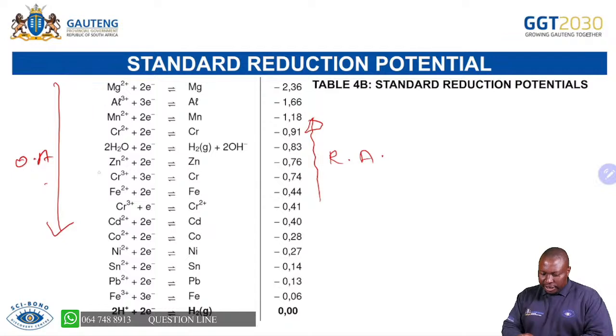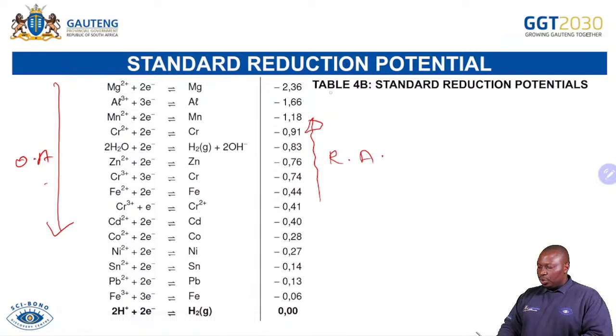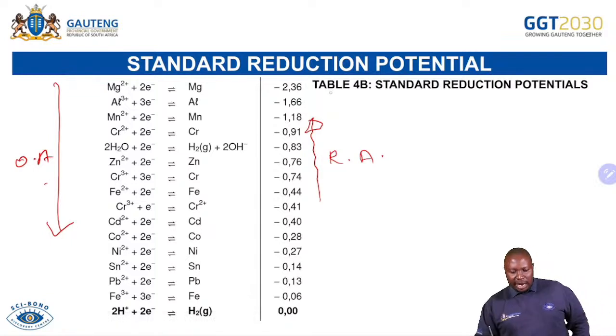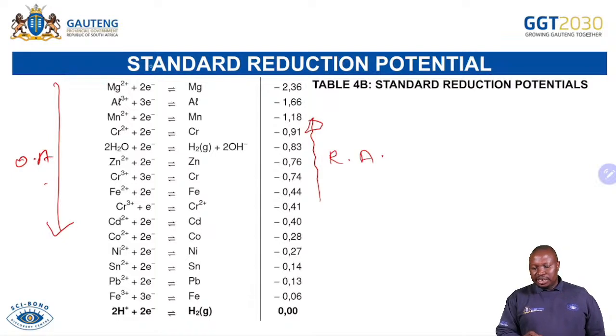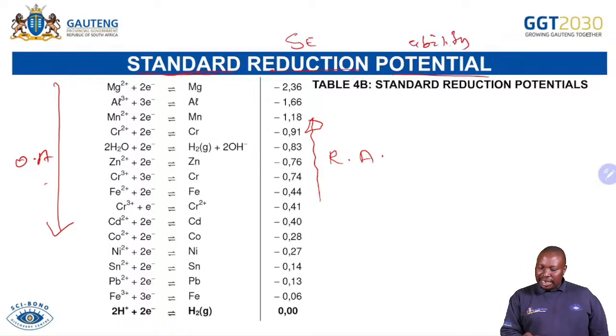So all the time our oxidizing agents are these ones on the left. On the right, you have our reducing agents. That will help you as you answer questions. I'm saying this table is the one that will help you. Remember, this is the table of standard reduction potential, which means this is the table of ability to gain electrons under standard conditions.